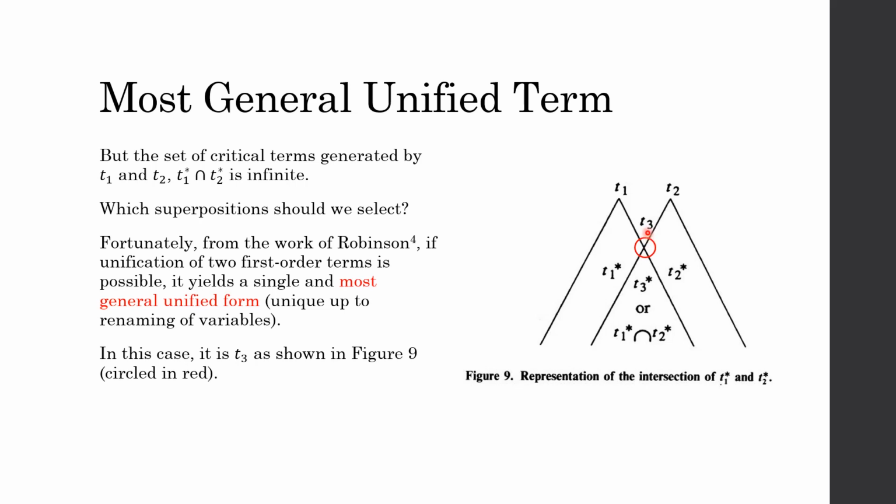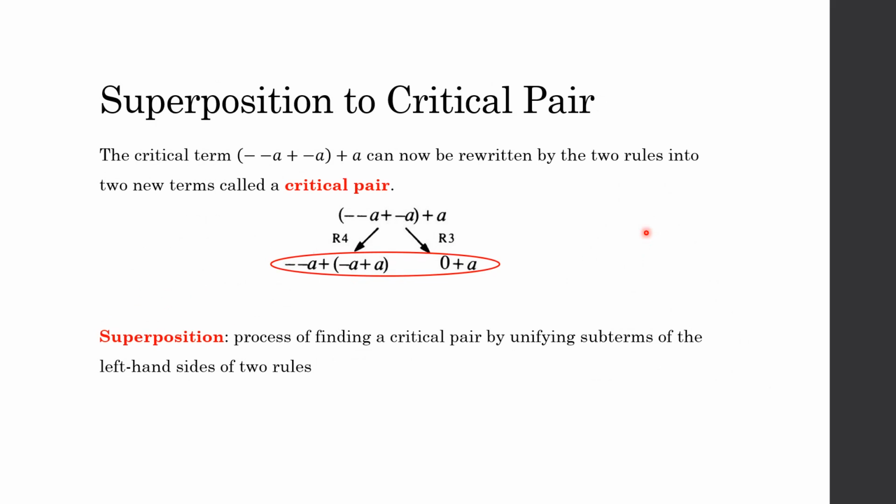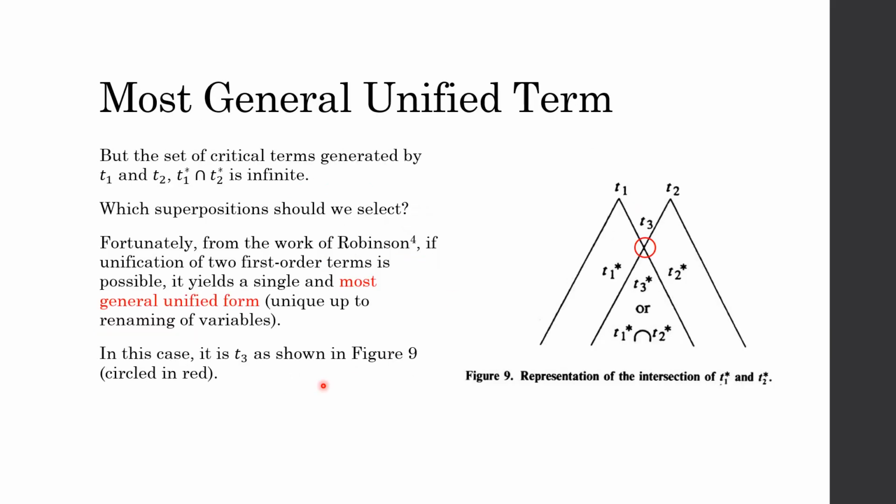So this goes to show that all we need to do is unification of the superposition, or unification of the left hand side of the two rules, of the general term, and we do not need to care about any other form of substitution of the two rewrite rules. All we need is the most general form of the two rewrite rules, and we superpose it, and we get the critical term. They will give you the most general one based on the work of Robinson.